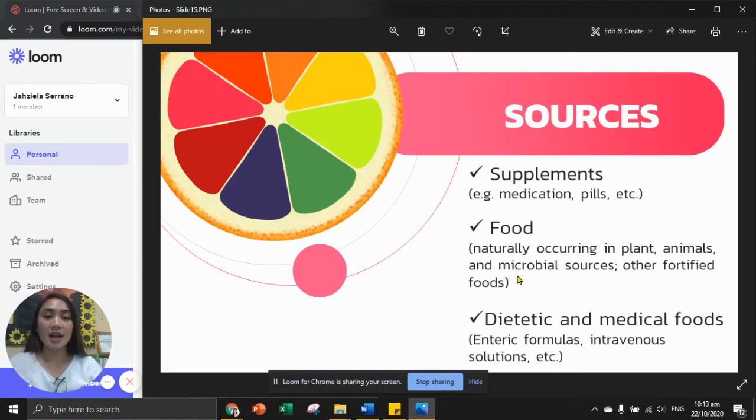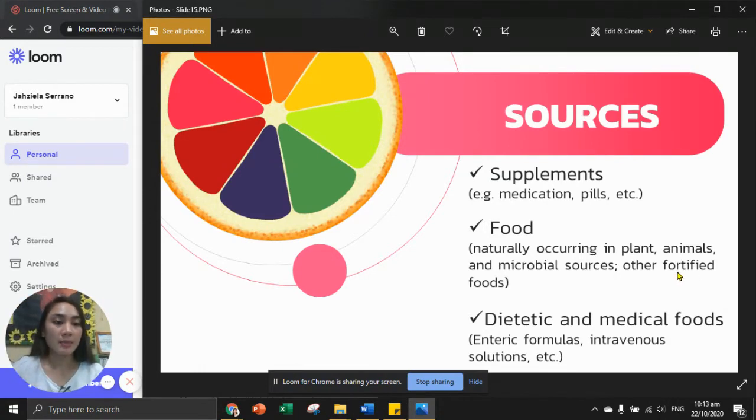Of course, lahat halos ng ating intake ng pagkain is with vitamins and of course minerals. Specifically, it's naturally occurring in plants. Why? Kasi, di ba, alam natin plants, kasama dyan ang fruits and vegetables. So, ang highest with vitamins are both fruit and vegetables. We also have animals, naturally occurring in animals, and other microbial sources. Of course, we also have other fortified foods.